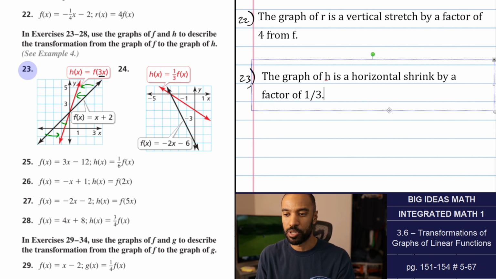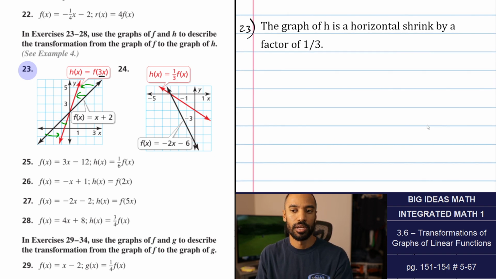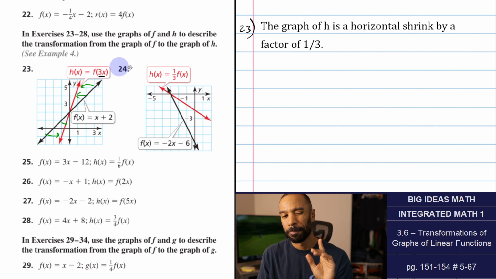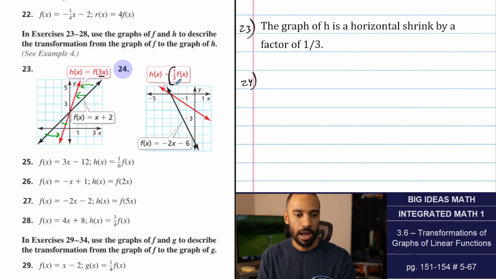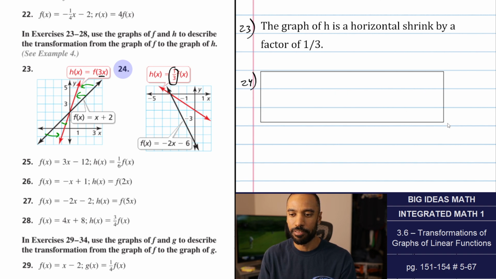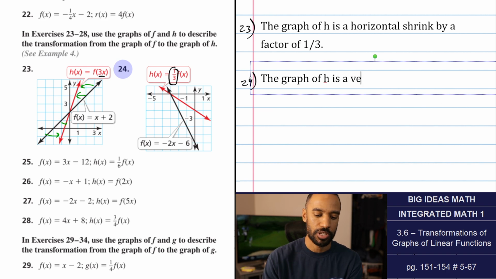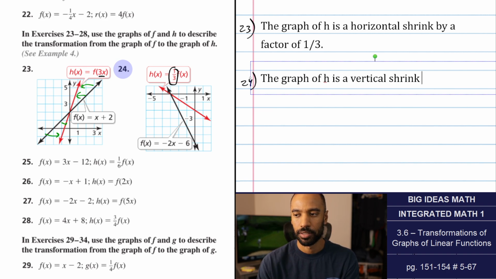You want to say a number that's between 0 and 1, so you're doubly emphasizing the fact that it is a shrink and not a stretch. If you say shrink by a factor of 3, I'm kind of okay with it, because that's like saying divided by 3 to me. But we want it to complement what we were stating before with the shrink. Now, number 24, in this case, this is outside the function. That means you take your y values and you take 1/3 of them. Therefore, we're vertically affecting them, and they are shrinking. The graph of h is a vertical shrink by a factor of 1/3 from f.